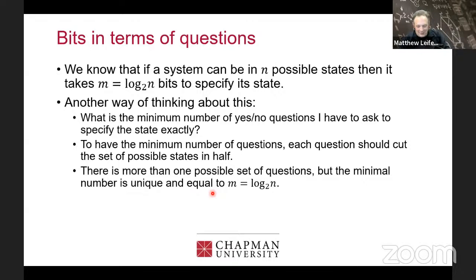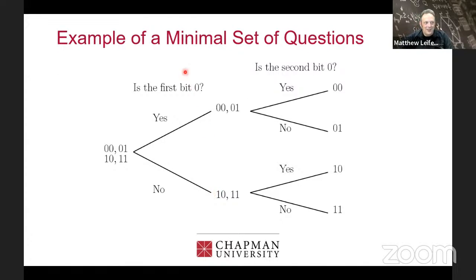Okay, there's more than one possible set of questions, but the minimal number is unique and equal to the number of bits, right? So let's look at an example of a minimal set of questions. If I have a system that can be in 4 states, that's these 4 bit strings, I can ask 2 questions. I can say, is the first bit 0? And then whether it is or isn't, I narrow down in either case to only 2 possibilities, so I've halved the number of possibilities. And then I can ask, is the second bit 0? And once I've done that, I have narrowed it down to just 1 possible choice each. Okay, so it takes 2 questions.